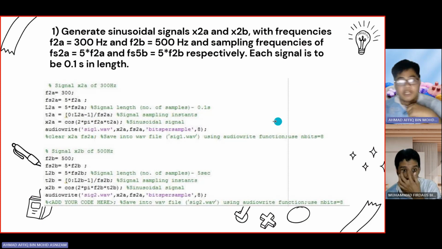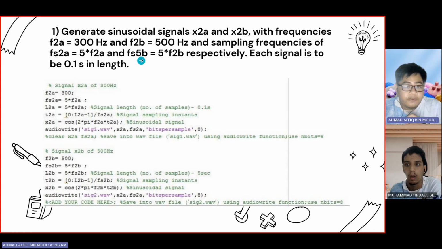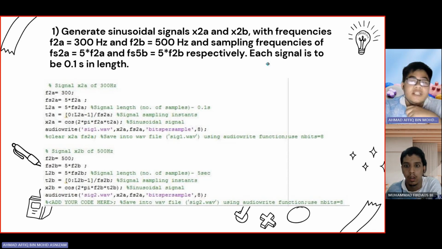Okay, for a start, we are asked to generate sinusoidal signals x_a and x_b with frequencies f_a equal to 300 Hz and f_b equal to 500 Hz. The sampling frequencies are fs_a equal to 5 times f_a, and fs_b equal to 5 times f_b, respectively. Each signal is to be 0.1 seconds in length.